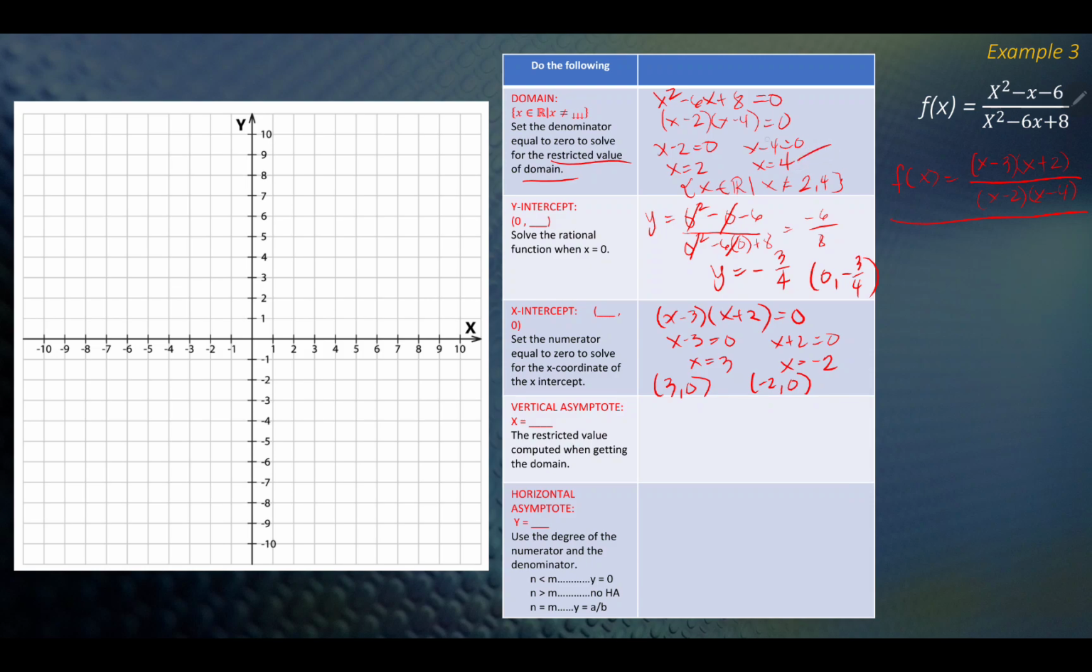Vertical asymptote, kopyahin lang natin itong na-solve natin. X equals 2 sa domain. So, we have 2. For the horizontal asymptote, the degree of the numerator is 2, the degree of denominator is 2. So, equal. So, we still have to solve for numerical coefficient of the leading term sa numerator, which is 1. Tapos yung 1 din dito, divide lang natin, y equals 1. Okay, so napakadali lang nung vertical asymptote and horizontal asymptotes, no? Now, let's try graphing them.